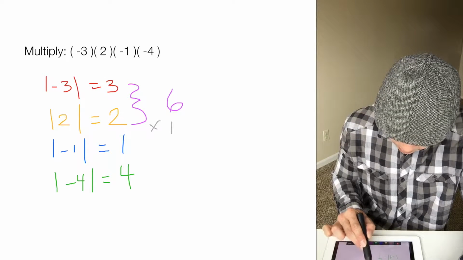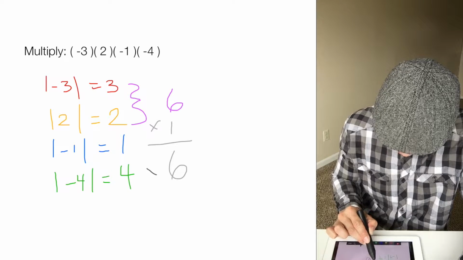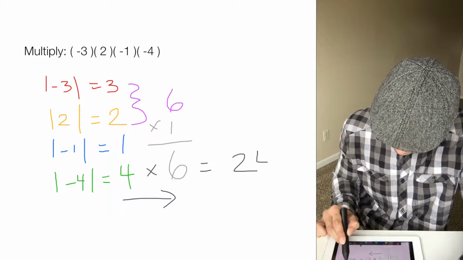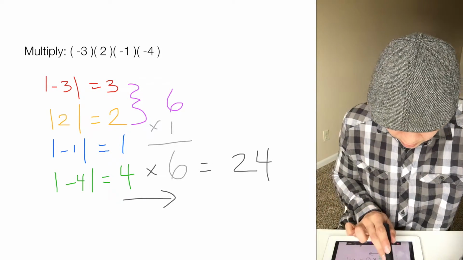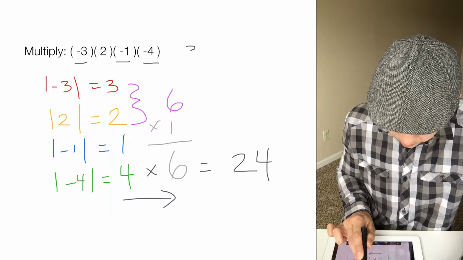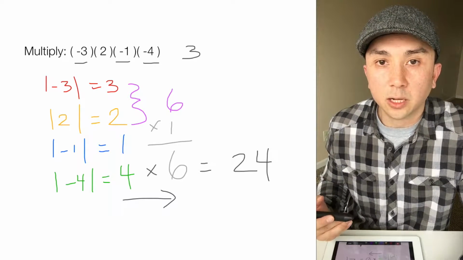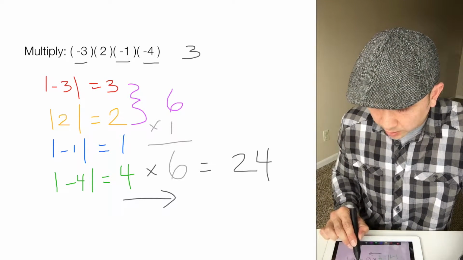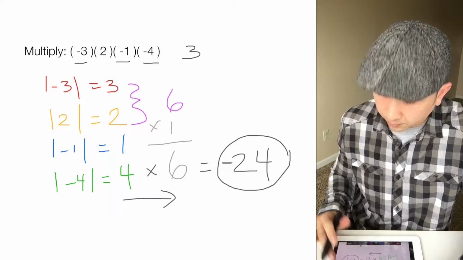6 times 1 is 6. And then 4 times 6 is 24. Now to find out their sign, we look at the negative numbers. So we have 1, 2, 3. Because the number of negative numbers is odd, that means our product is going to be negative.